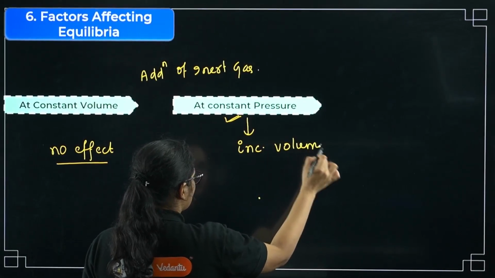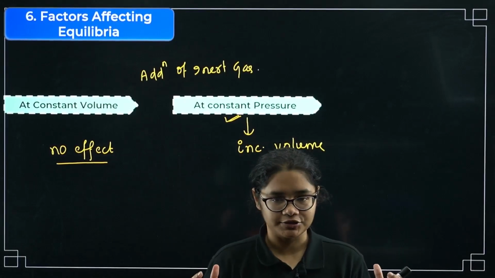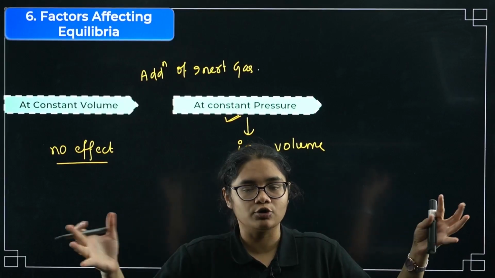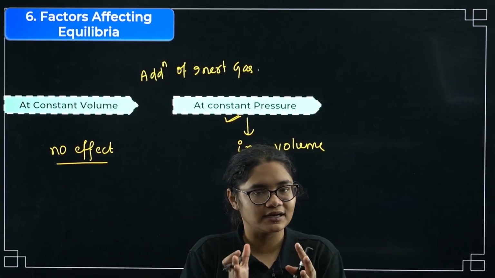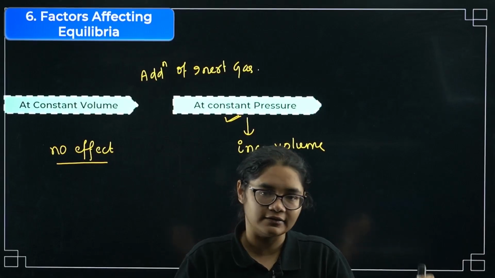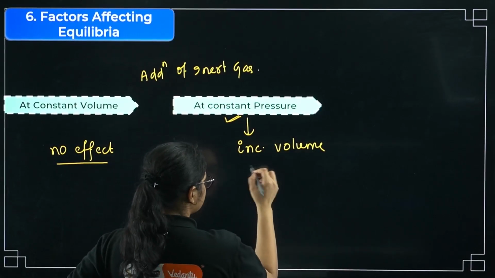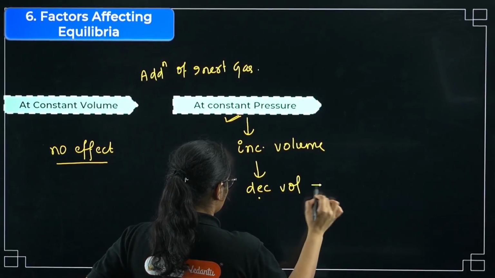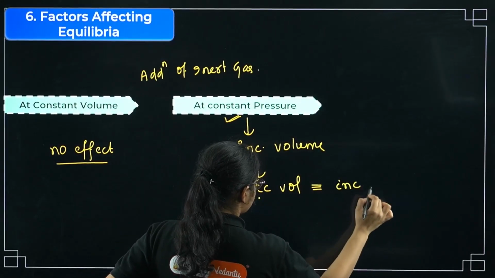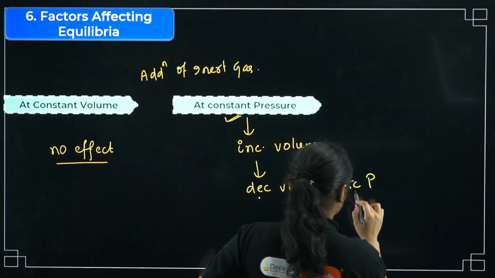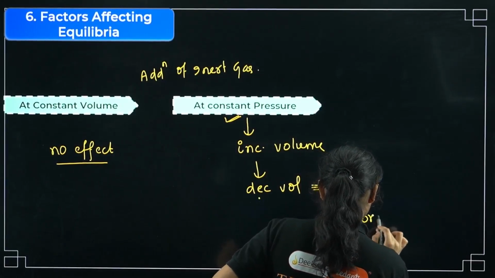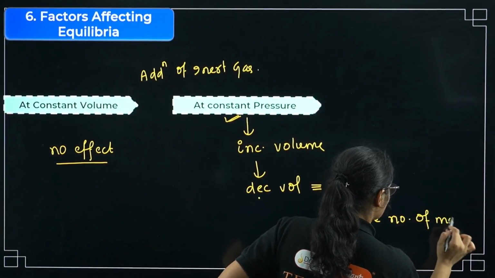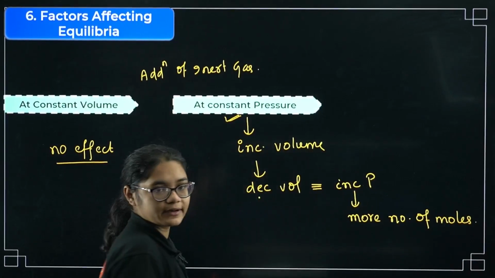So what happens if a system is at constant pressure and you have added something to that? To maintain that constant pressure, the volume will automatically increase. The system will adjust itself so that the volume has automatically increased. Now if the volume has increased, what does the reaction try to do? The reaction will try to decrease the volume. Decreasing the volume is equal to increasing the pressure, right? And if it is increasing the pressure, it will go towards more number of moles. More number of moles. Clear?